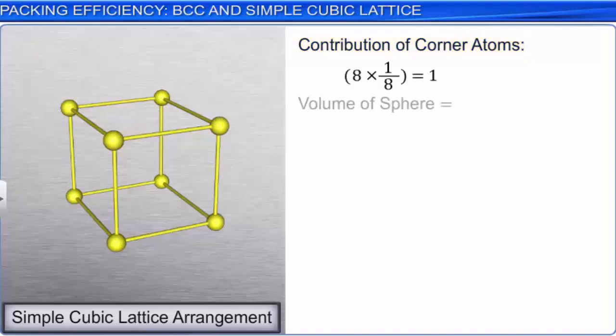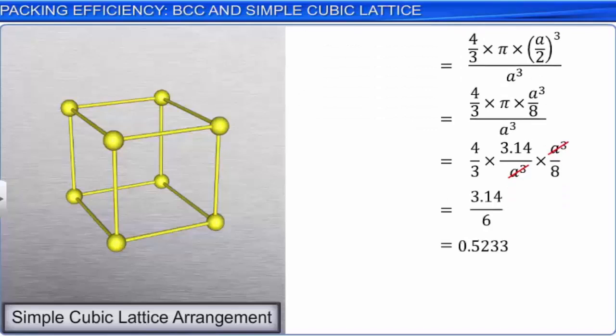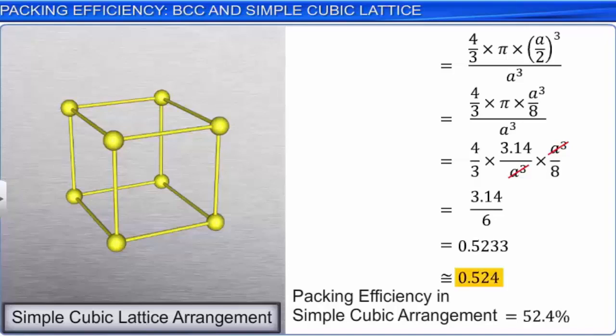The volume of a sphere contributing to a unit cell is 4 upon 3 into pi into (A upon 2) whole cube, while the volume of a unit cell is A cube. On substituting these expressions in the formula for packing efficiency and simplifying, we get 0.524 or 52.4%. Therefore, the packing efficiency in simple cubic arrangement is equal to 52.4%.